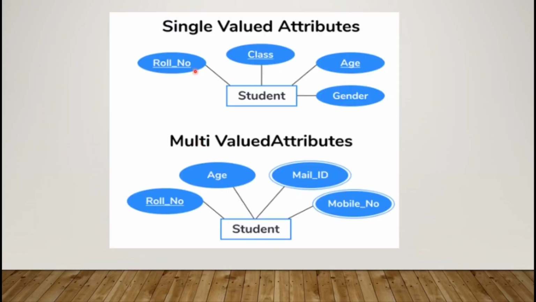To understand in a better way, let's consider a pictorial representation, an ER model, for single valued attributes and multi-valued attributes. Let's consider student as an entity and its attributes are roll number, class, age and gender. The name itself indicates single valued. So the student should have a unique single roll number, class, age and gender. Similarly, multi-valued attributes are attributes consisting of more than one value. So a student can have more than one mobile number and more than one mail ID.